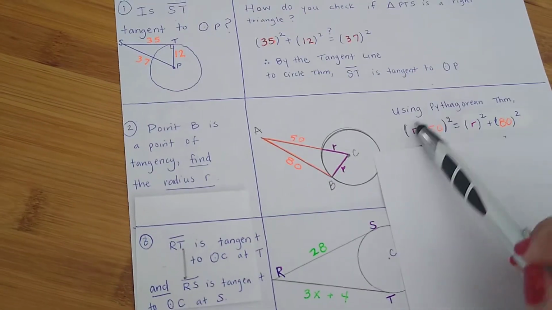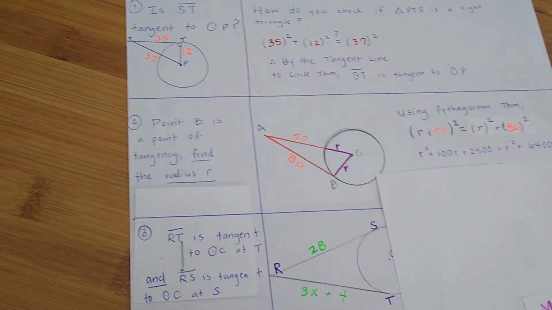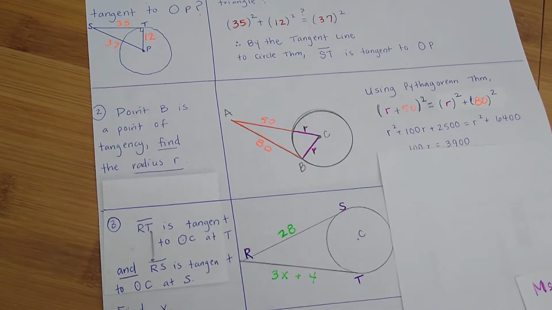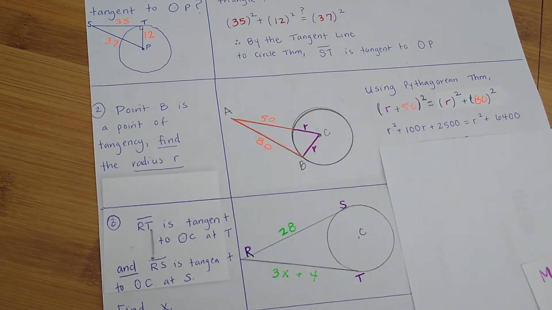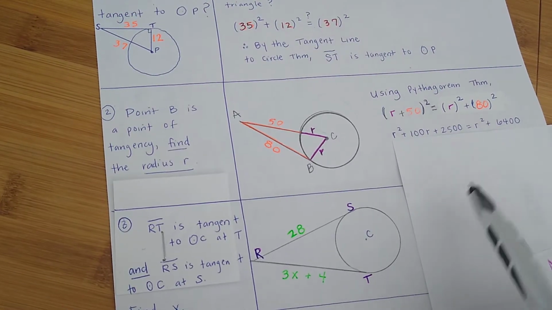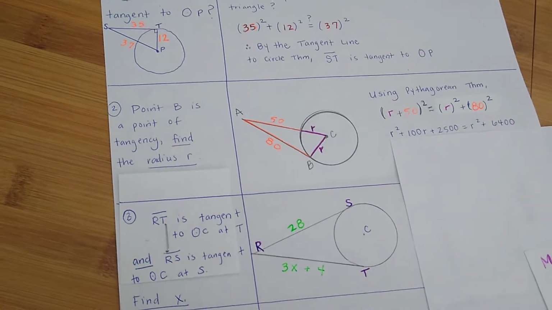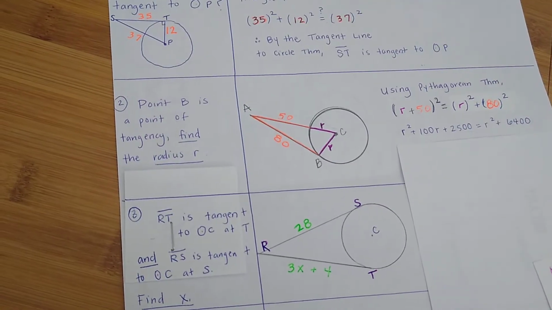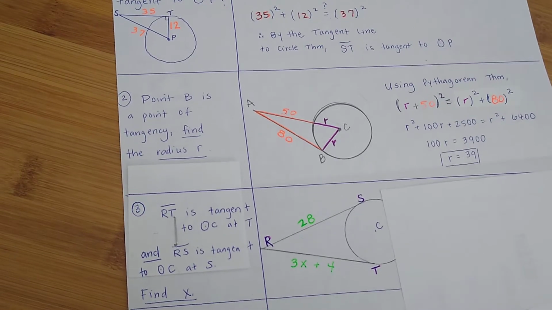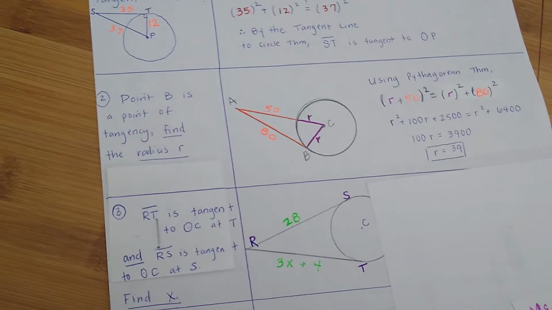I'm going to FOIL this one out, and I'm going to get r squared plus 100r plus 2500 equals r squared plus 6400. You can go ahead and pause this video and try to do this on your own, moving the variables and the numbers to one side so you can solve for r. Okay, now that you've paused the video, hopefully you've gotten your answer for the radius. So r equals 39.